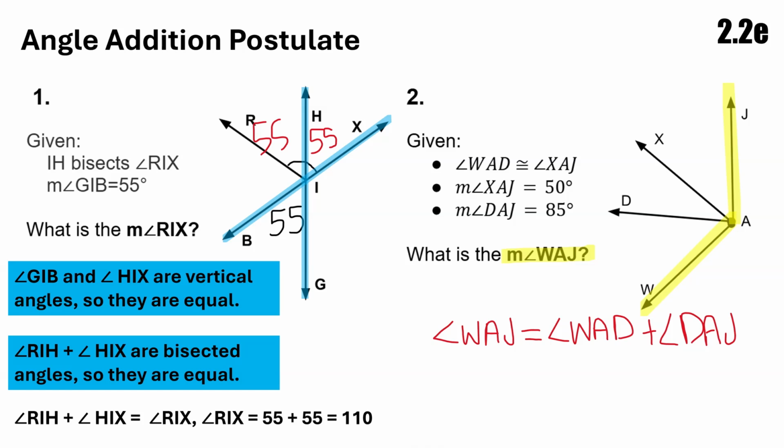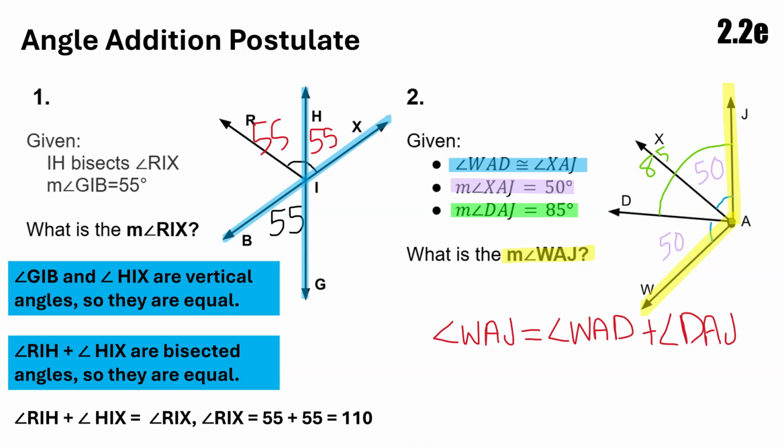Angle WAD is congruent to angle XAJ. Angle XAJ equals 50 degrees. Because angle WAD is congruent to angle XAJ, angle WAD will also be 50 degrees. Lastly, angle DAJ is 85 degrees.